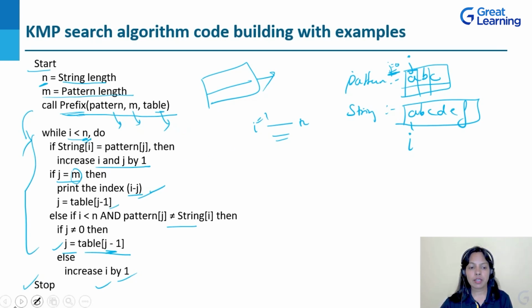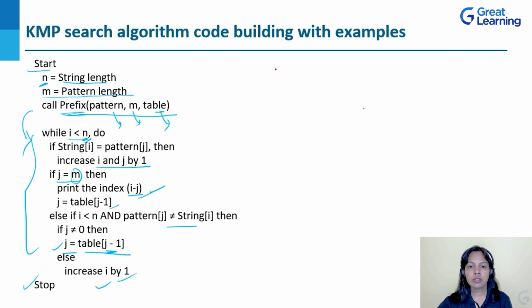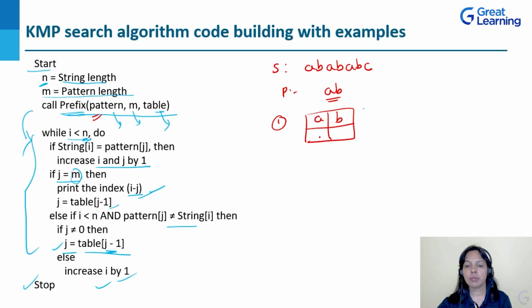Let us see this with the help of an example. So here, suppose the given string is ABABC. And the pattern which I am finding is AB. Now I'll construct the table first. The prefix table has to be constructed. So A and B. This will be the table. This will be 0, and this will also be 0, because there are no repeated characters in this. So it's going to be 0 and 0. This is how the table will look.